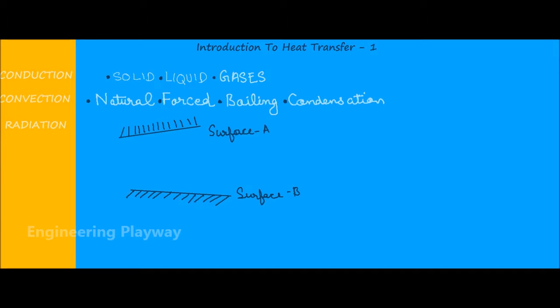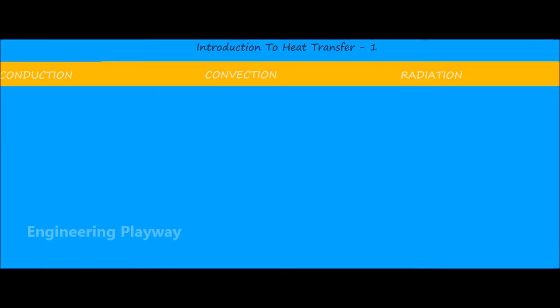Next is radiation, which can occur through any surface at a particular temperature. It doesn't require any medium for transfer, the most common being solar, visible, ultraviolet, and infrared radiations. Now it's time to look at the building blocks of these three.